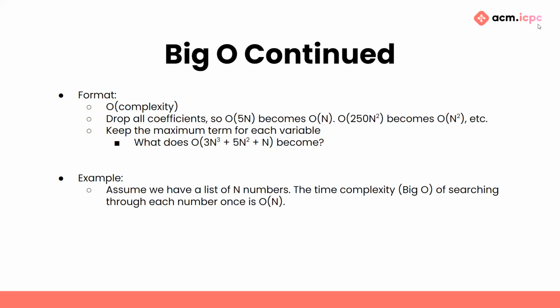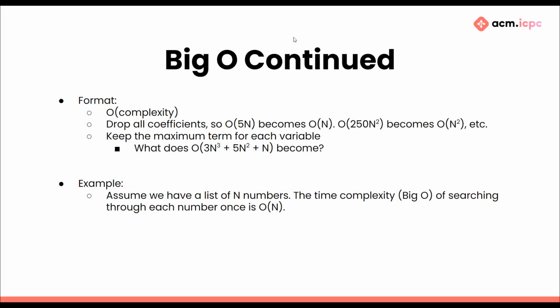So as a practice problem, what does the expression O of 3n cubed plus 5n squared plus n become if we want to keep the maximum term? Oh, I have a question. Yeah, so space doesn't encompass software limitations. Okay, yeah, so Jeffrey says O of n cubed, and that's correct because the program is bounded by n cubed. So n squared plus n just becomes irrelevant as n gets very large.